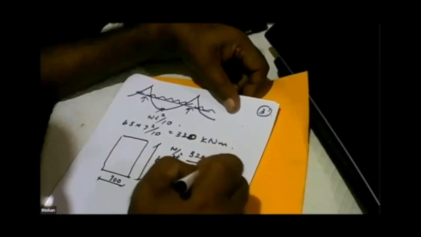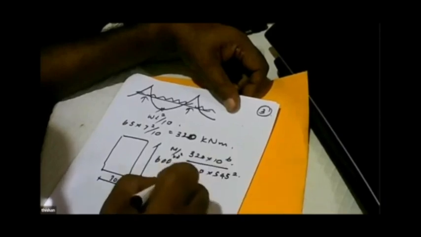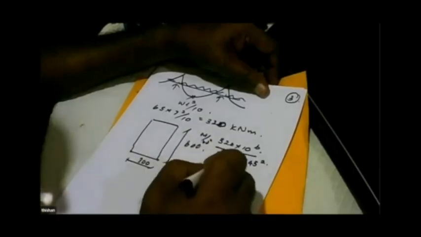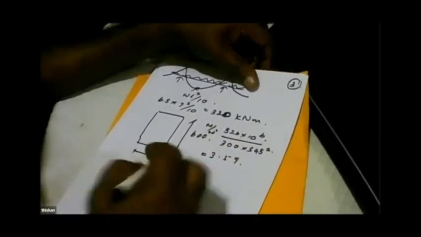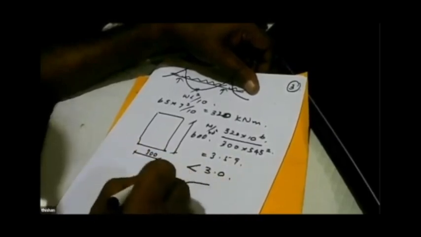Breadth is 300, depth is 545. What is the value? 3.59. So if it is less than 3, it's very good, because if you look at that chart, you see that these values are pretty comfortable with values like 3, because it's in the straight portion.